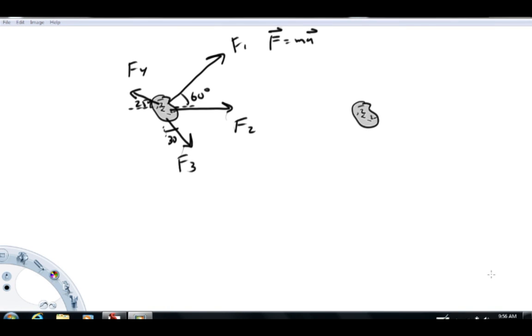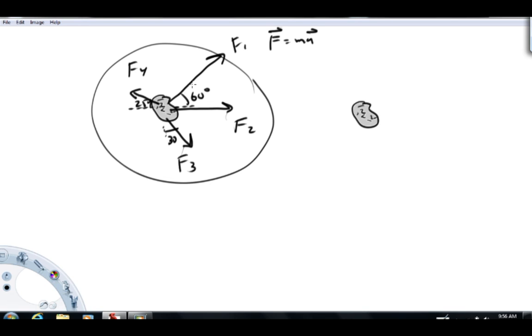The purpose of this video is to help demonstrate how to write Newton's second law equations in two dimensions. So what I have over here is a theoretical free body of an object with four force vectors acting on it. F1 at 60 degrees, here's F2 to the right, F3 here 30 degrees from, let's say, the negative y-axis. F4 here is 25 degrees from the positive, or up from the negative x-axis.